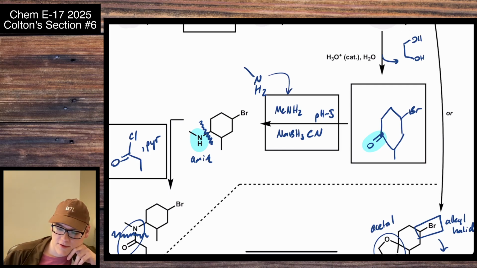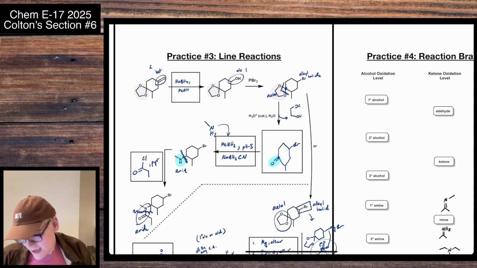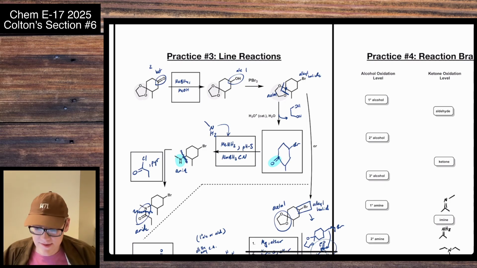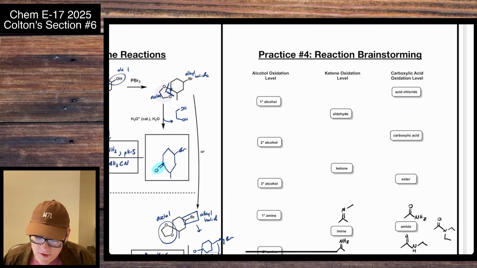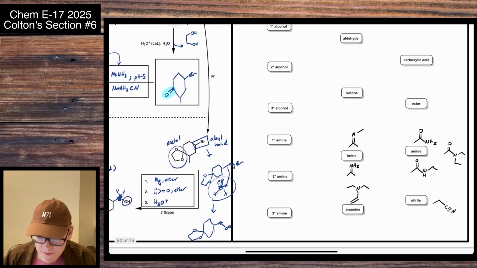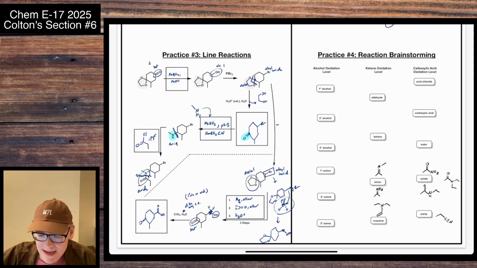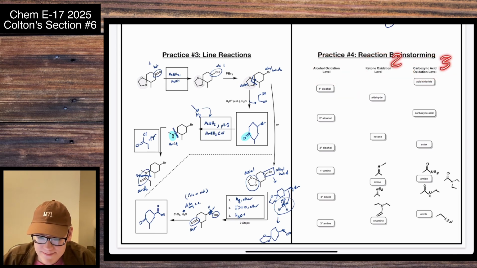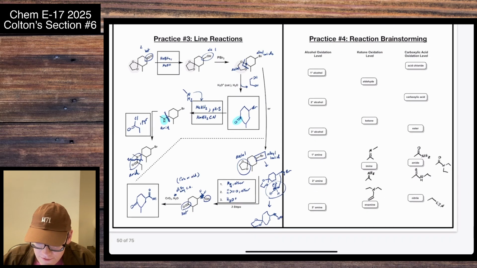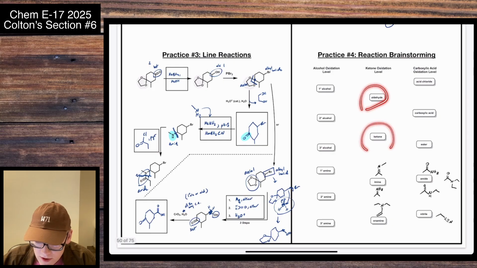And that's how we would form this amine via reductive amination. So the last thing I want to end on is practice number 4, doing a reaction brainstorm. What it does is it divides up functional groups by oxidation level, because that's our big grouping of all of these. Oxidation level 3, 2, and 1. And then it's asking us, if we have all of these functional groups, what are all the reactions that we know how to move between them?